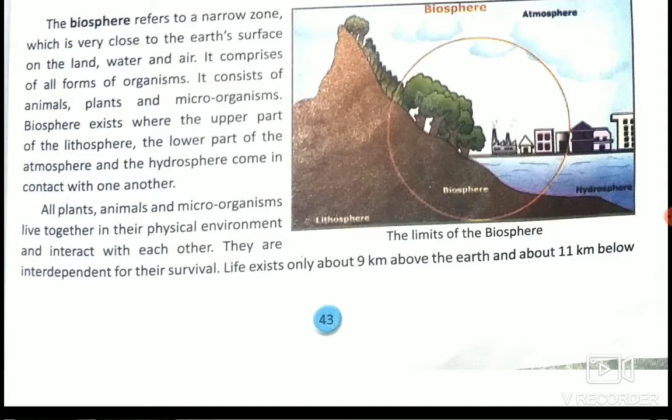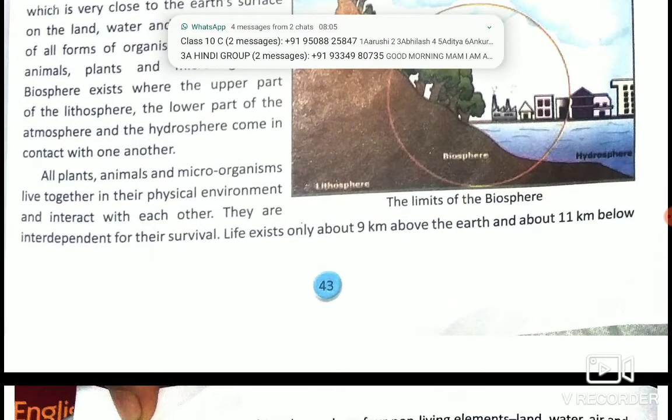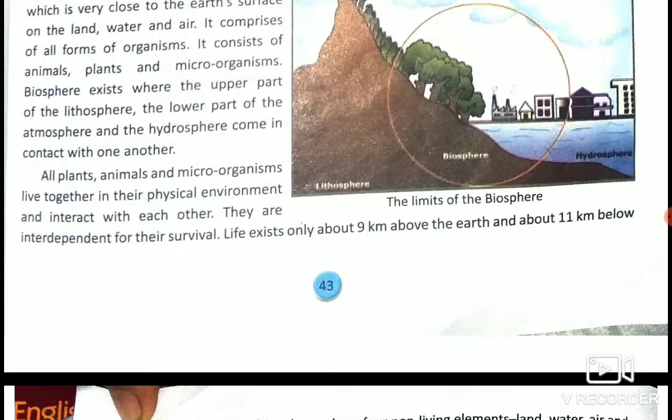All the plants, animals, and microorganisms live together in their physical environment and interact with each other. Obviously, all the plants, animals, and microorganisms are the living beings which live together in this physical environment. In which physical environment? Land, water, and air. And they interact with each other. Obviously, they are interdependent on each other.